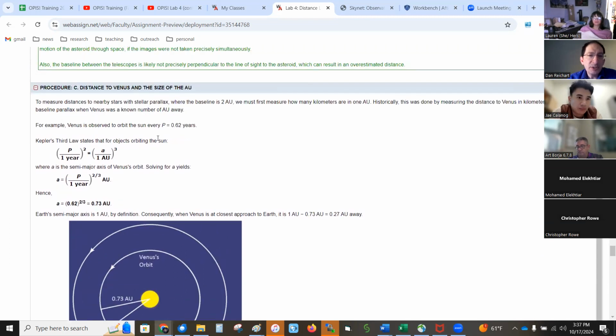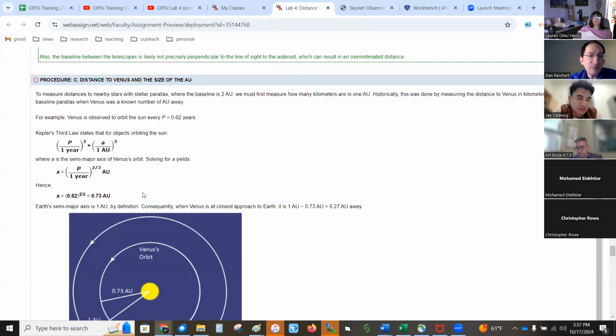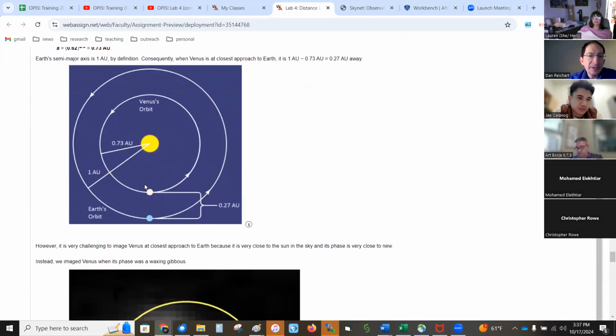With Venus, we measure its orbital period as 0.62. That implies by Kepler's third that it's 0.73 AU from the sun. So here's a little diagram. We're 1 AU by definition. It's 0.73. And often in my lecture classes, I assign the problem. That means the difference is 0.27.